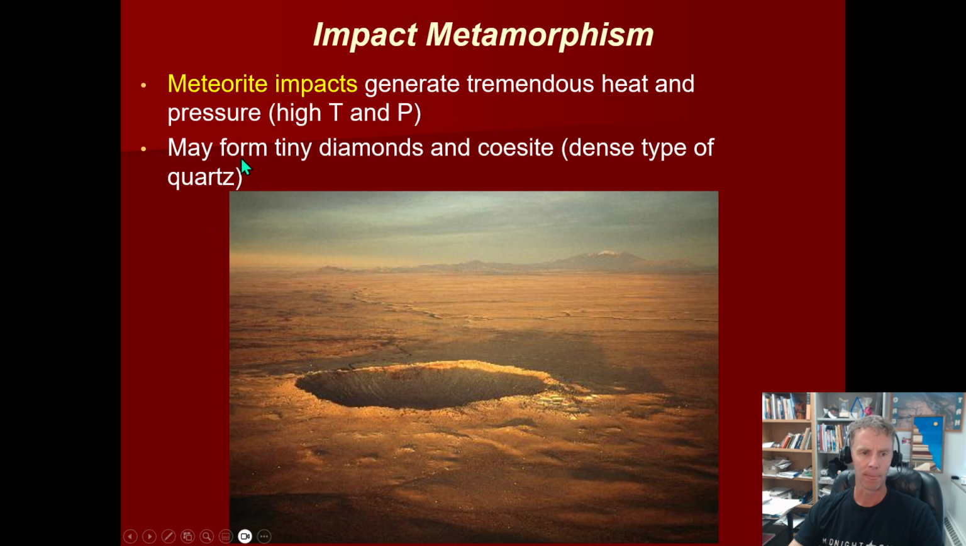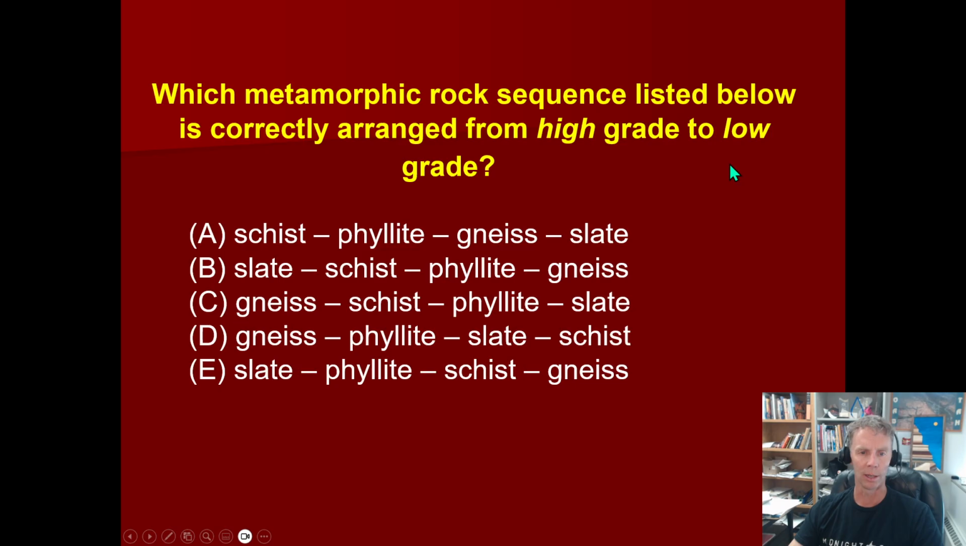This is where you can maybe get diamonds, depending on if there's carbon in the site that's impacted. There's a fun type of quartz called coesite that forms from this as well. So not very common, but a fun one just to think about, and definitely one you could explore a bit on your own if you're interested.